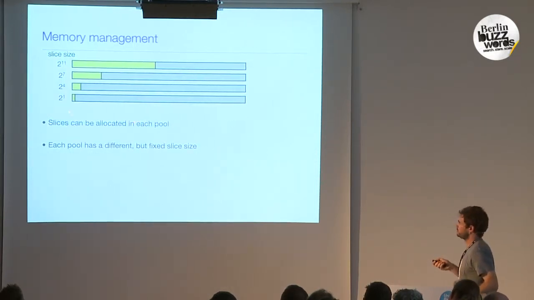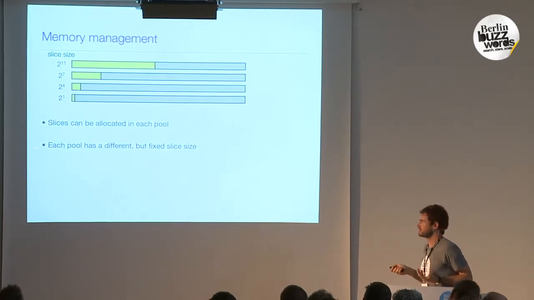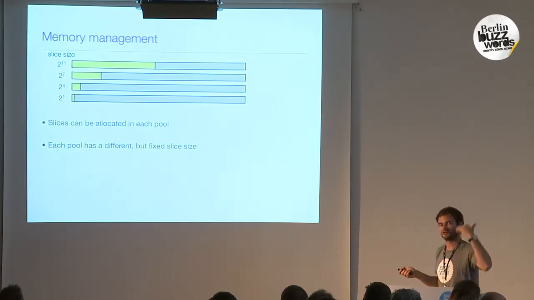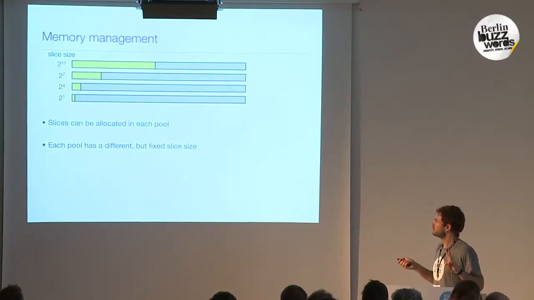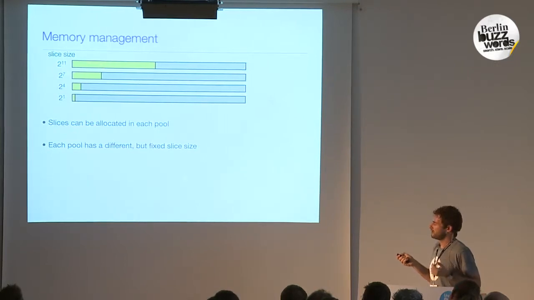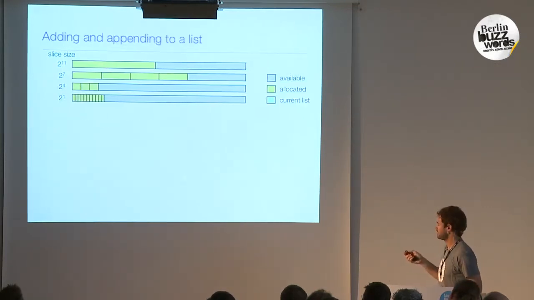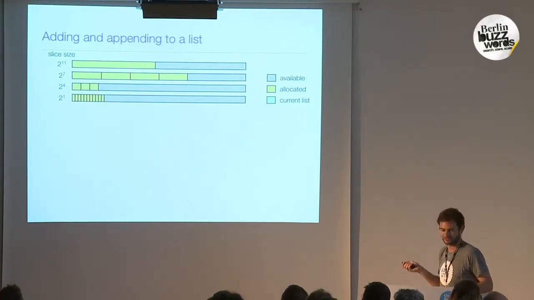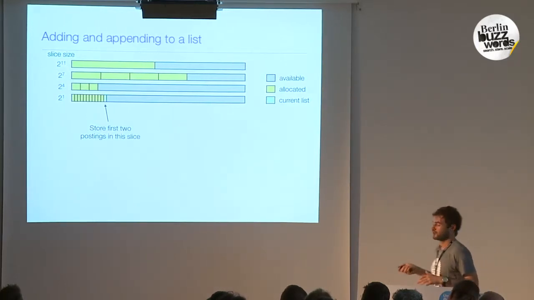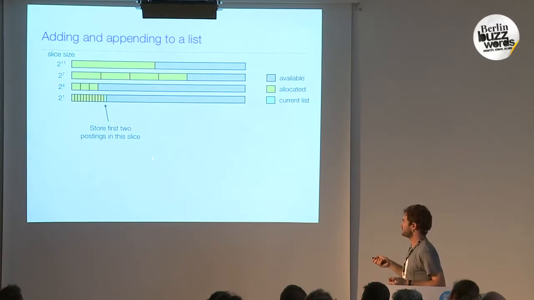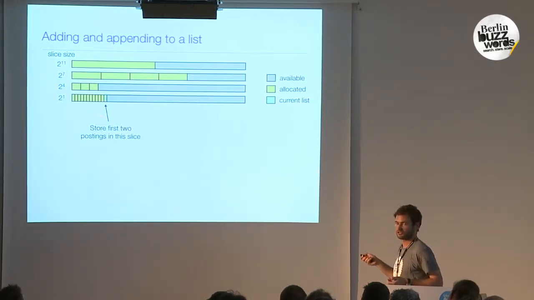So on each pool, we have a slice allocator, and the slice sizes are fixed for each pool. On the lowest level, we have a slice size of 2. On the next levels, we have slice sizes 16, 128, and 2048. And on each pool, we can allocate many slices, but they're always the same size. So here, the slice is always 2, for example. So now when we see a term for the very first time, because we don't know yet how often we're going to see it, we start allocating a slice on the lowest pool here.